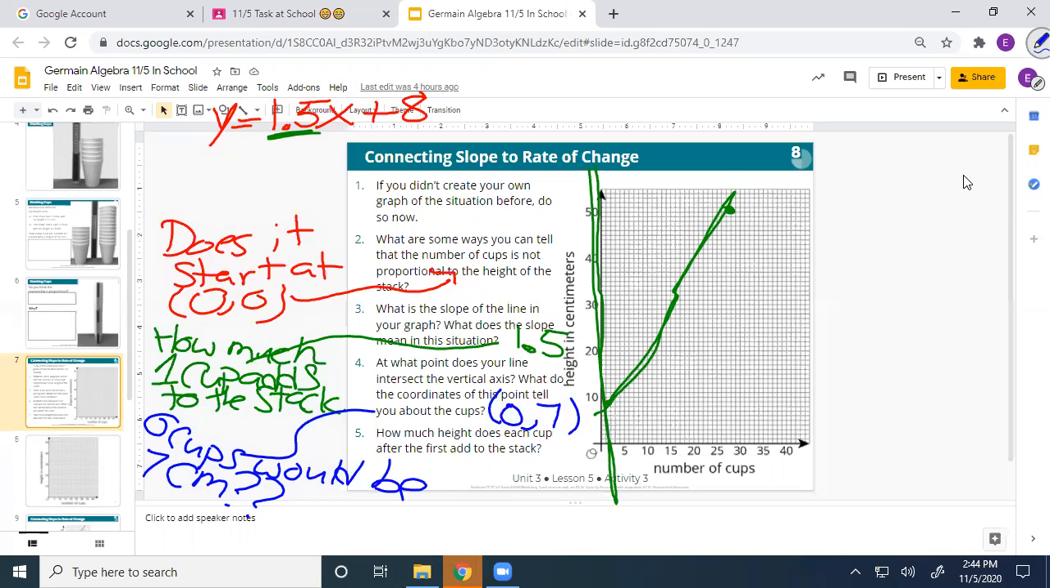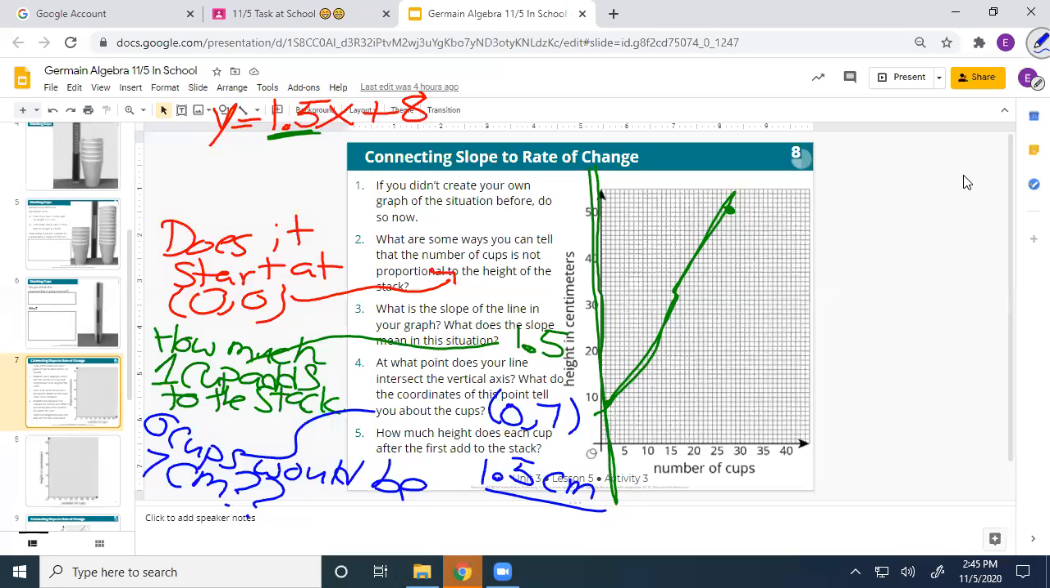And then the last question, which we all know the answer to. How much height does each cup add after the first one when you add it to the stack? So every time you add a cup, how much does it add? 1.5 what? Centimeters. Very good. 1.5 centimeters. Okay? So tomorrow, we're coming in, we're looking at the lesson summary for this activity.